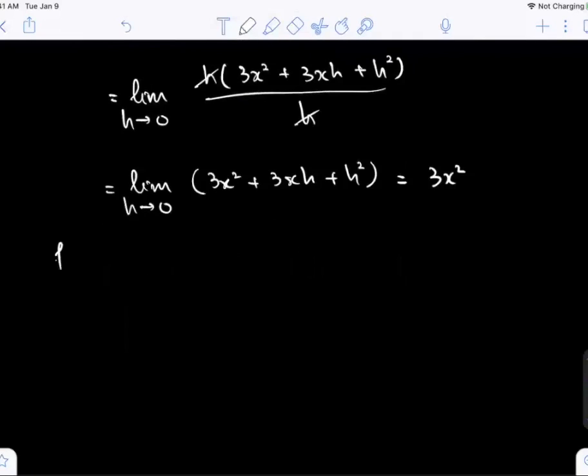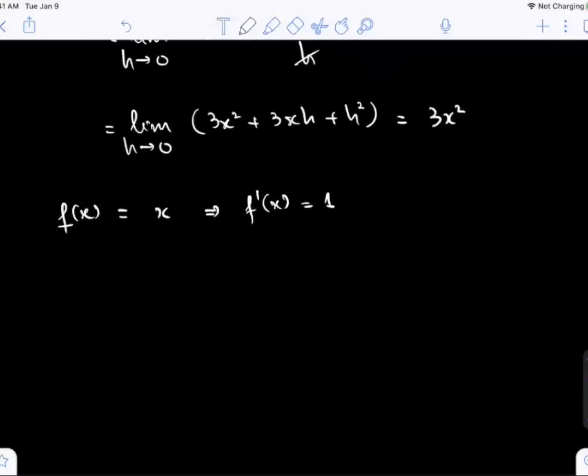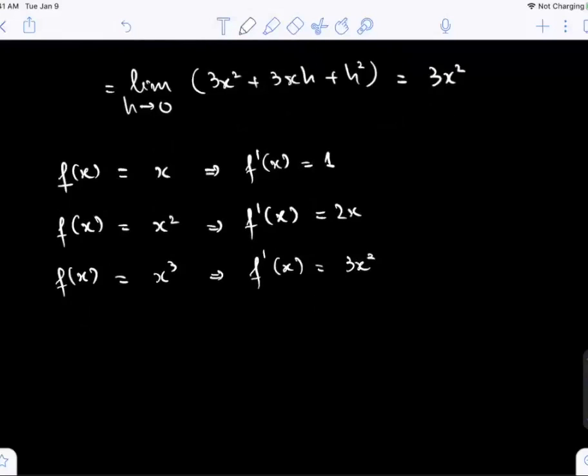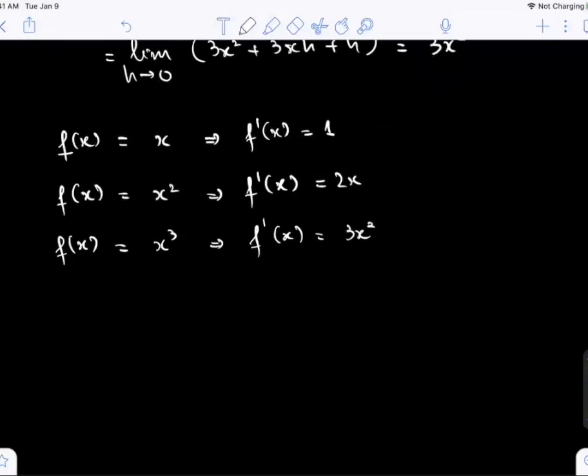So from the three functions: f of x equal to x, the derivative is equal to 1. F of x equal to x squared, the derivative is equal to 2x. And when f of x is equal to x cubed, the derivative is equal to 3x squared. Hopefully by looking at this, you can find the pattern. When I give you f of x equal to x to the fourth, the derivative should be 4 times x cubed. The power 4 comes down to become a constant multiple, and the power is reduced by 1 degree.